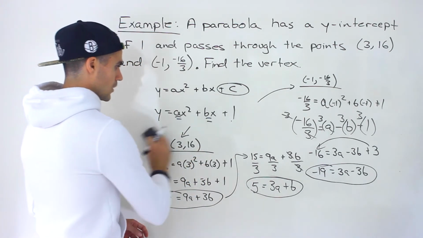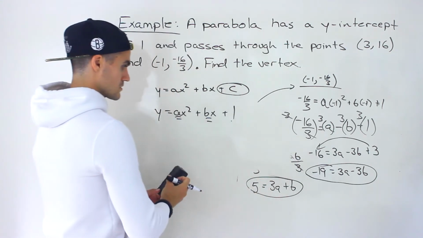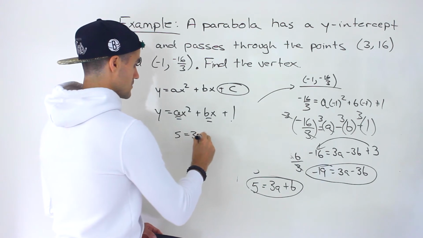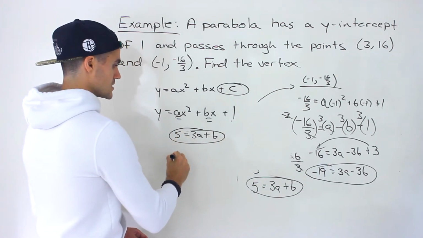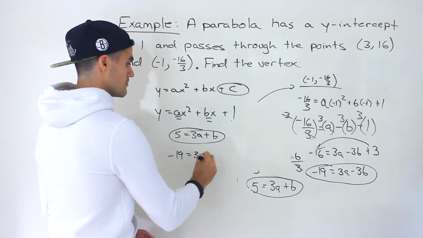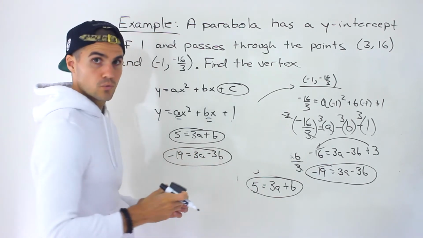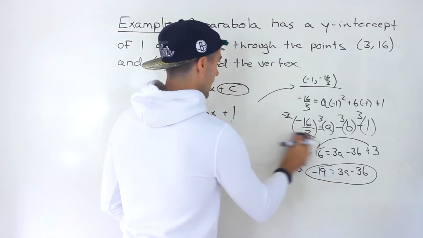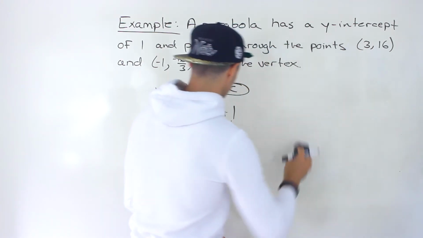So what we got now is 2 equations. So let me write those. We got 5 equals 3a plus b. That's equation 1. And then the second equation is negative 19 equals 3a minus 3b. And so now we just take these 2 equations. We want to solve for a and b, and we can do that either with substitution or elimination.